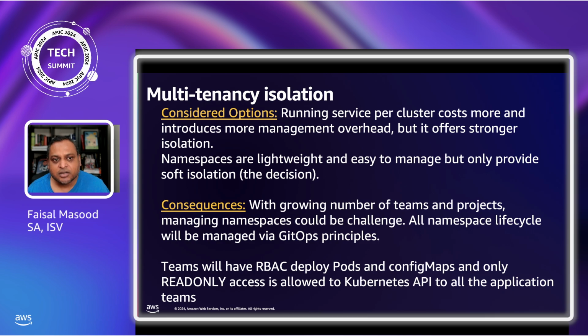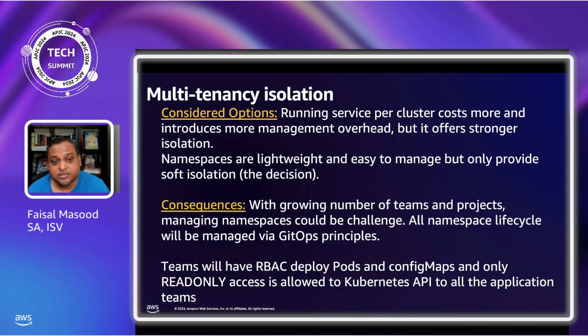Of course, consider other options that we have considered. So first thing we have considered is how about if we run one service per cluster. The benefit of that will be stronger isolation, but it will cost more and add more management overhead. So we dropped that idea, and we adopted the namespaces one, which is the decision. So in the considered options, you can see here we have discussed the other options that we have considered and a little bit of pros and cons of each option.